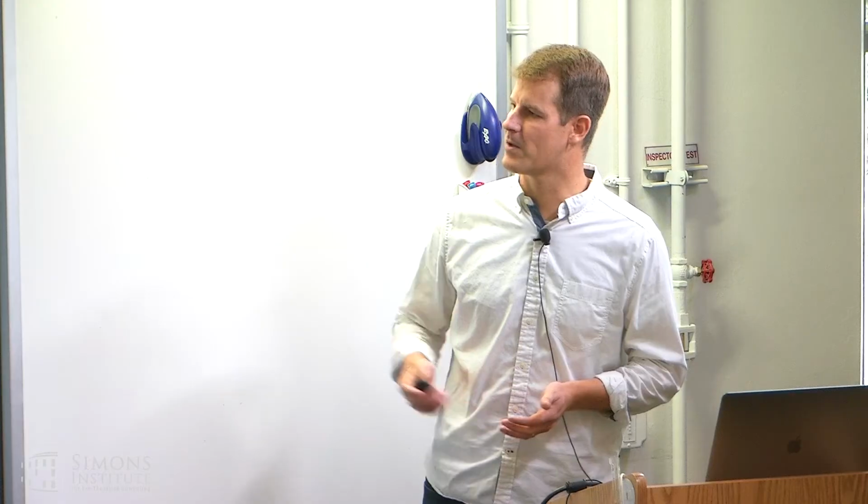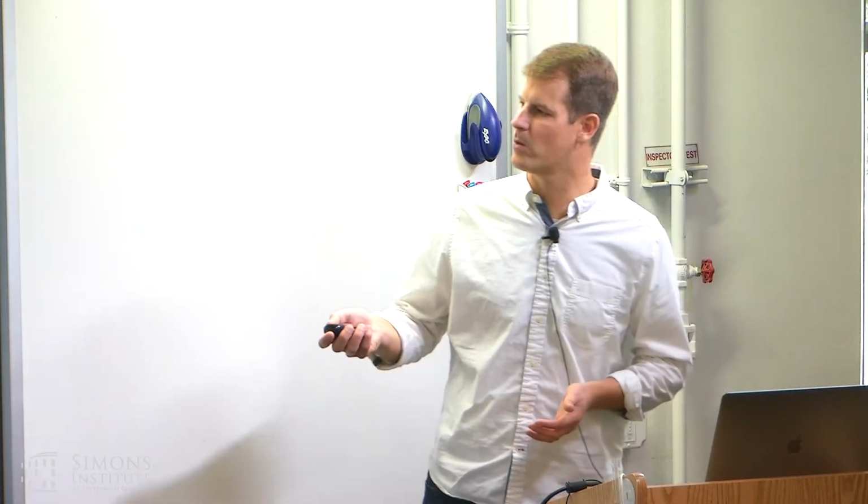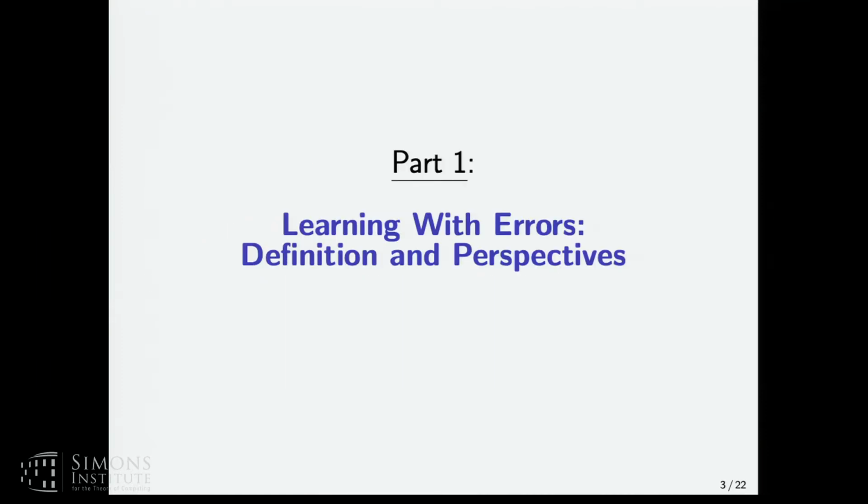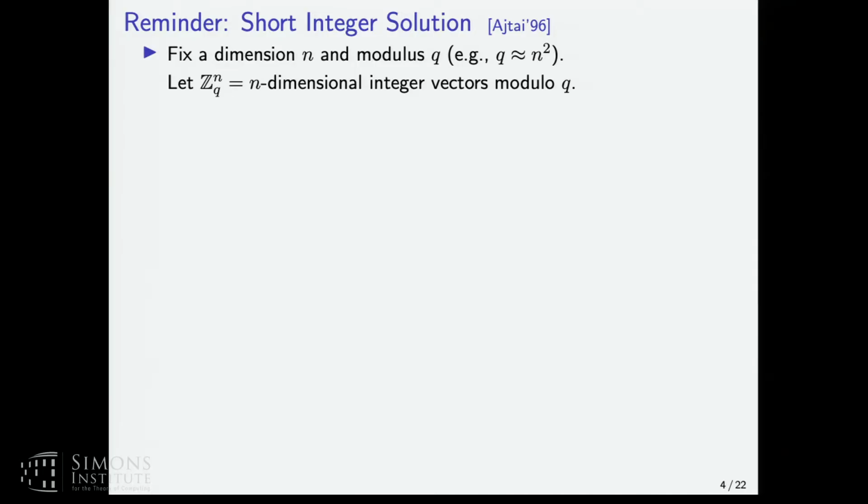Okay, so this is the outline. We will recall SIS, which was done an hour and a half ago, so you might have forgotten some things, and then we'll introduce LWE. Then we'll talk about a few cryptographic applications, and then, at least at a high level, the proof of hardness of LWE. First we'll define learning with errors and give some perspectives about how it relates to its counterpart problem, SIS. Let's do a reminder from two hours ago or so.